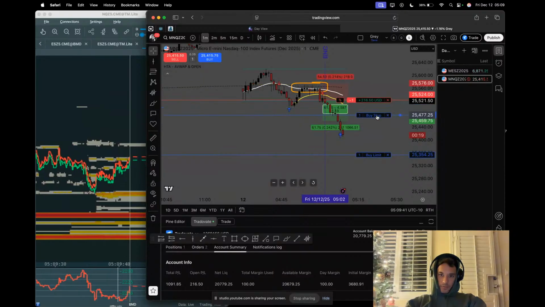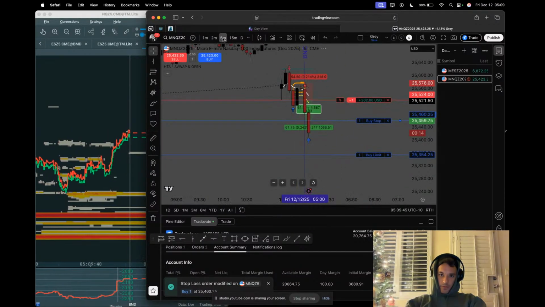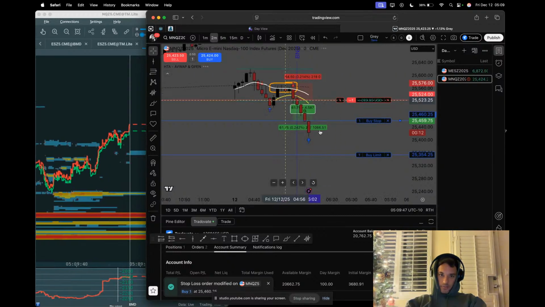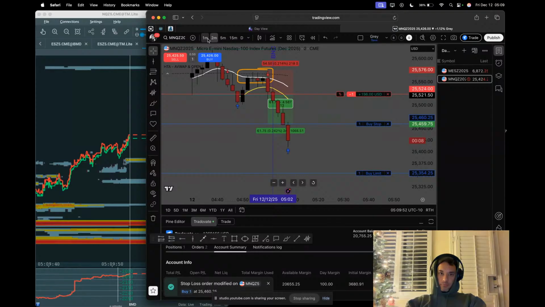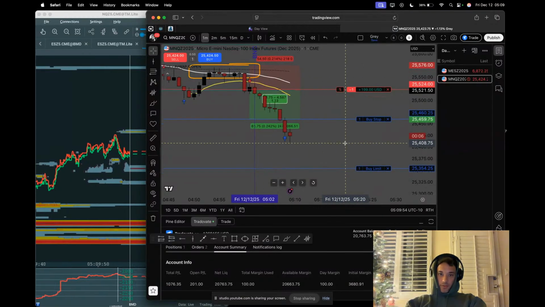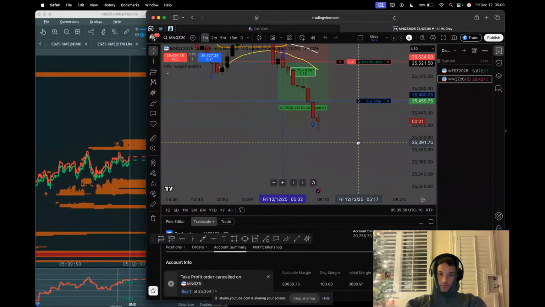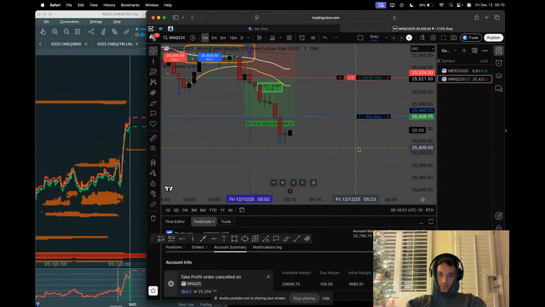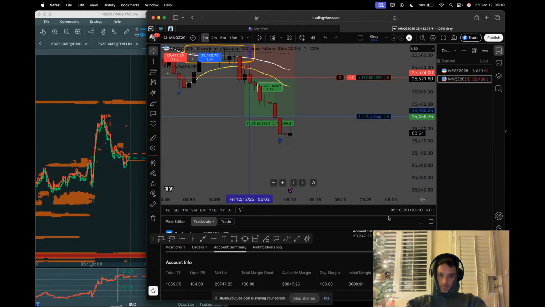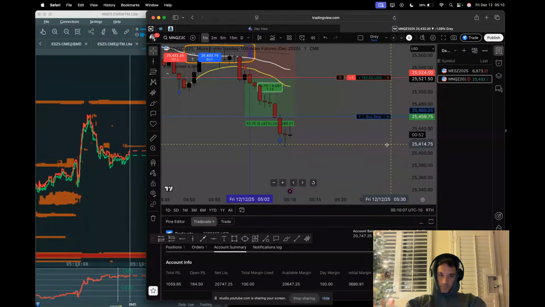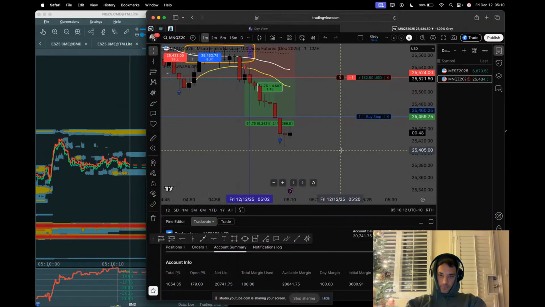Now we just manage it tightly. I don't want to give back any of this. I mean, it's straight down. There's going to be a pullback eventually, maybe even imminently. So, could remove the limit. Here we go. Yeah, 405 still holding.